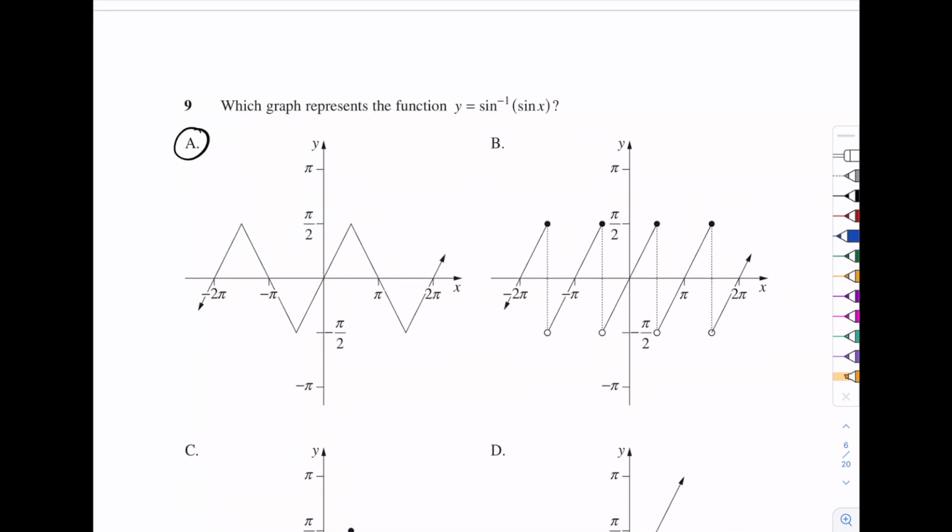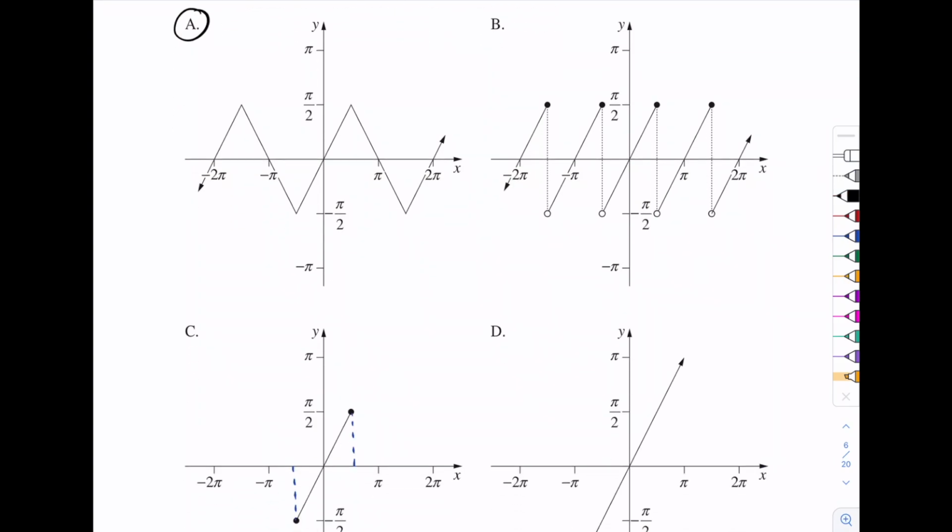But that's not true, because I can plug in anything into sine, and then that will spit out something between -1 and 1, and then sine inverse takes anything between -1 and 1. So actually the domain should be all real x. So I can eliminate option C. What about these ones here, B and D?